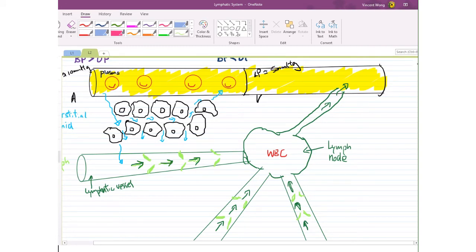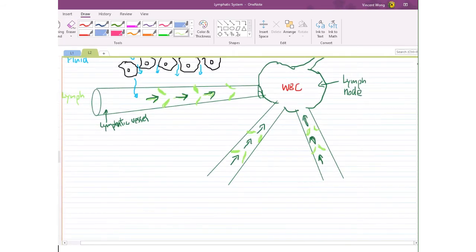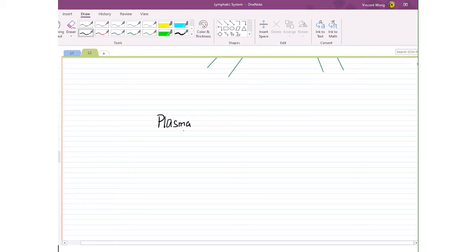Okay, so before we go any further, let's just quickly summarize this in another diagram. Basically, the fluid started in the plasma. Plasma is the fluid component of blood. And because of the pressure difference between blood pressure and osmotic pressure, some of this plasma is going to come out and become the interstitial fluid.